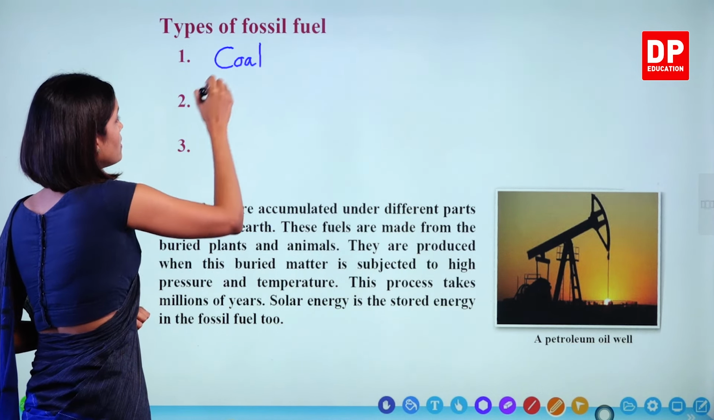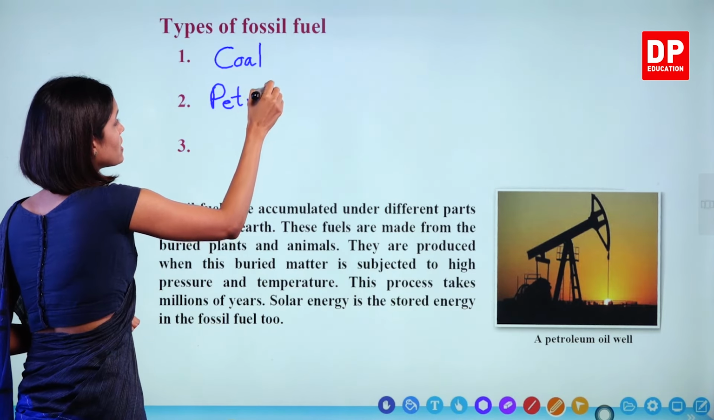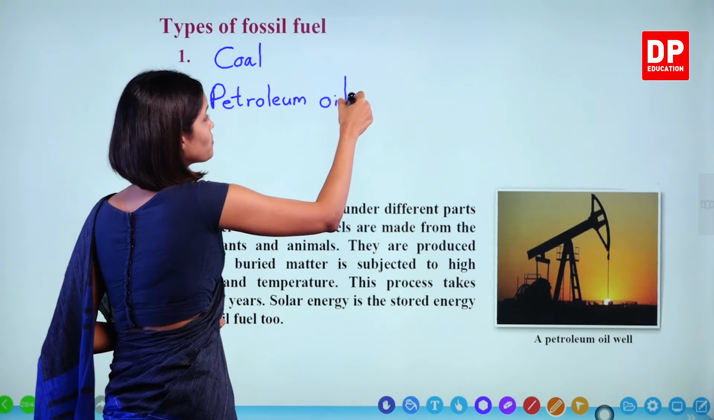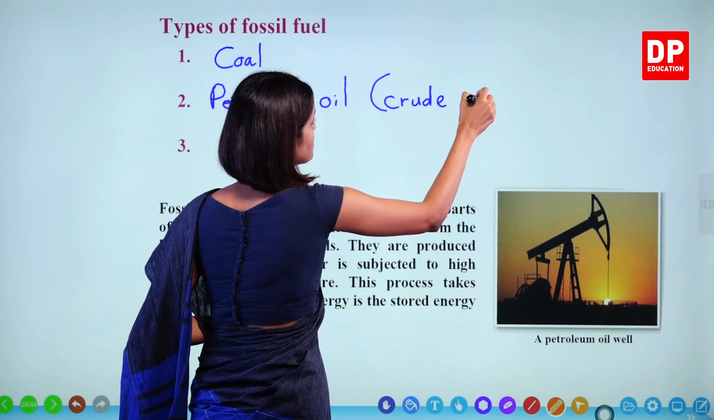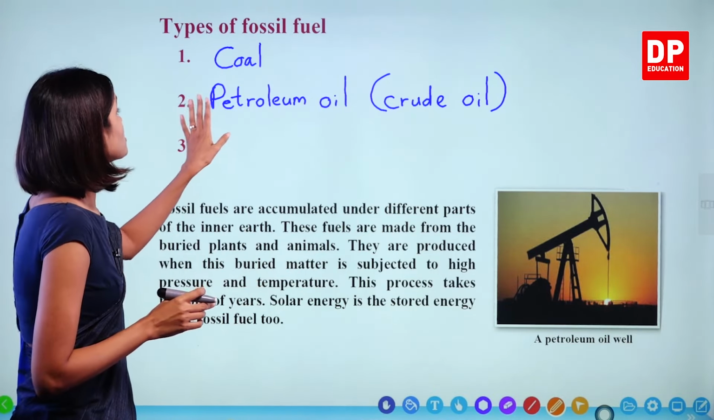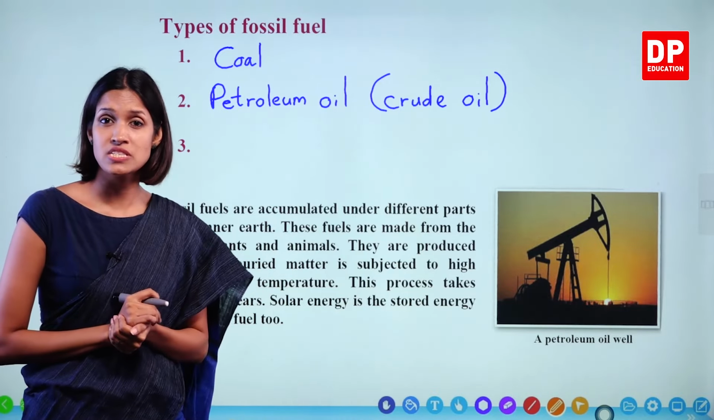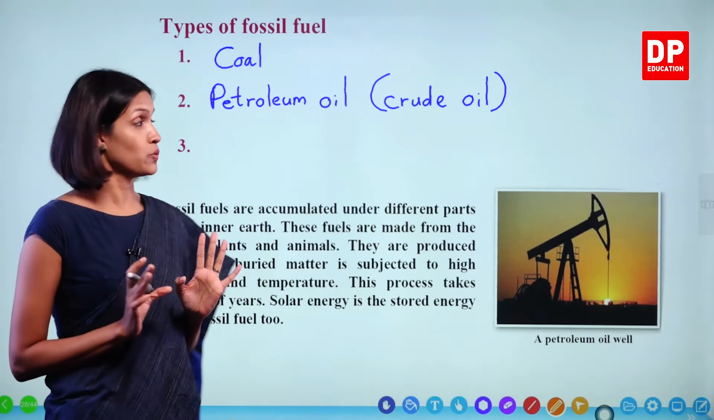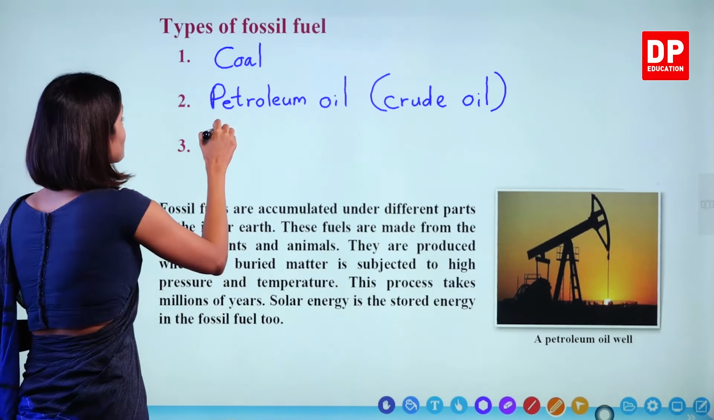Number 2, petroleum oil. Another name for petroleum oil is, children, crude oil. Right? Remember, this petroleum oil or crude oil is a mixture of different other substances like petrol, diesel, kerosene oil, likewise. Okay, so petroleum oil. The third type is petroleum gas.